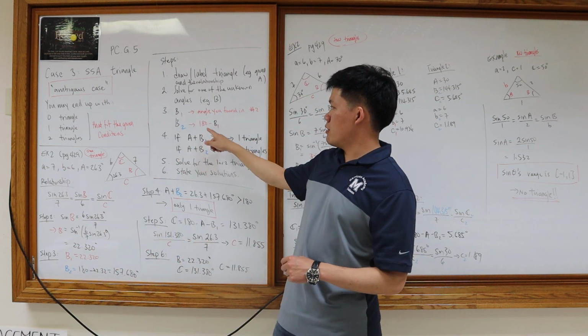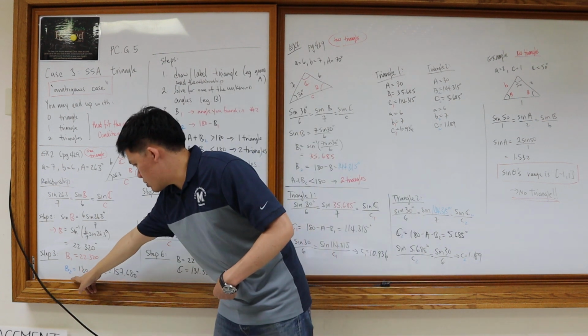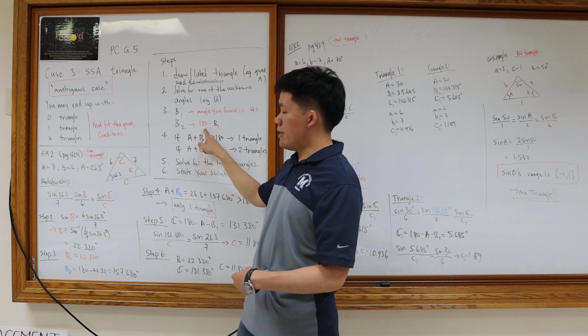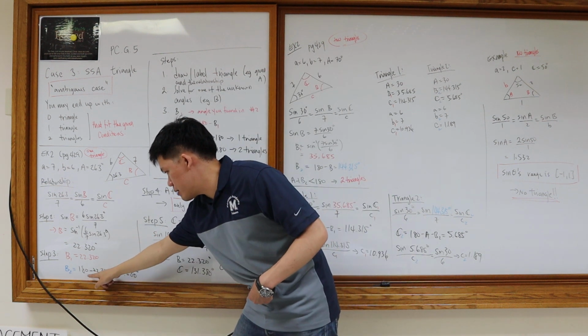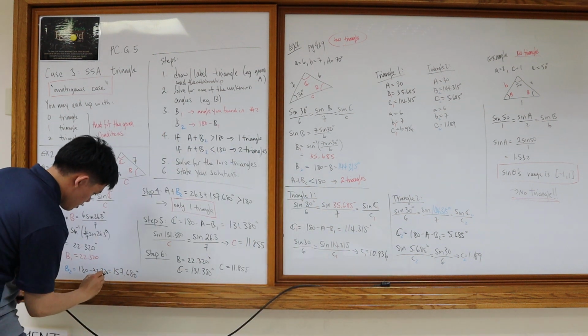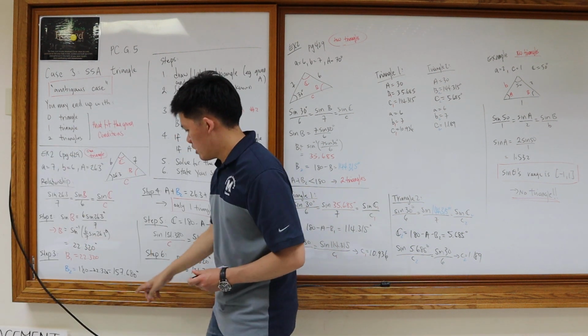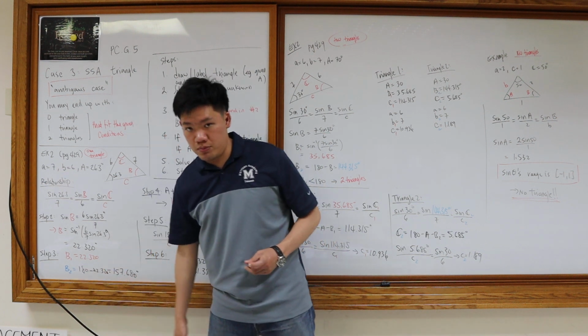Now the next part here, you've got to figure out what B2 is. In that case, B2 is equal to 180 minus B1. So 180 minus B1 is 180 minus 22.320. You put it in your calculator, you end up with 157.680. That's angle B2.